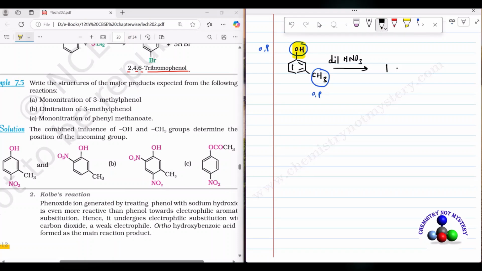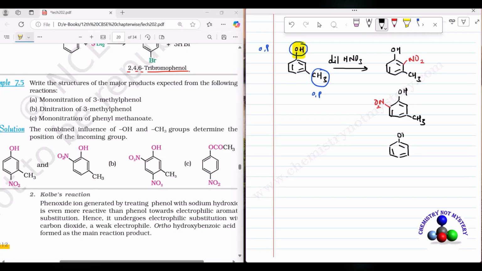Now let's draw the product of this reaction. So this is 3-methylphenol. There are two ortho positions with respect to OH. The nitro group may get attached to this position or it may get attached to the another ortho position. So let's draw the structure. So this is OH. This nitro may get attached to this ortho position with respect to OH and there will be another product which is a para derivative.